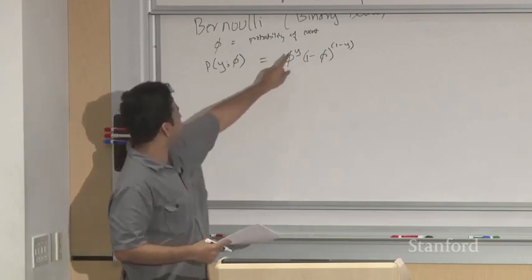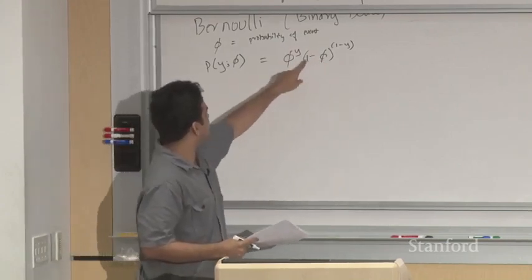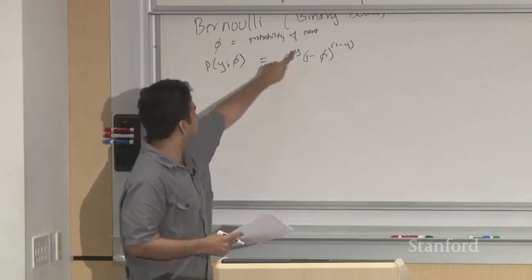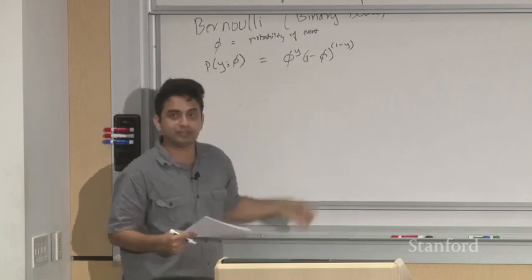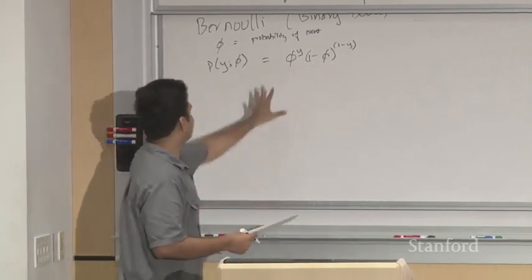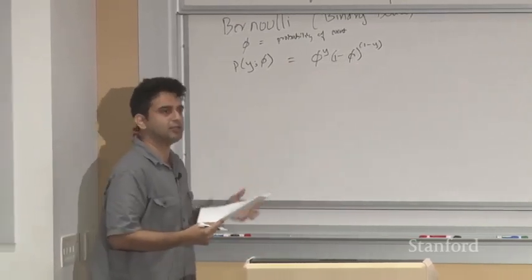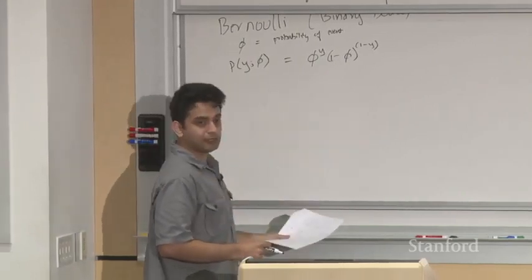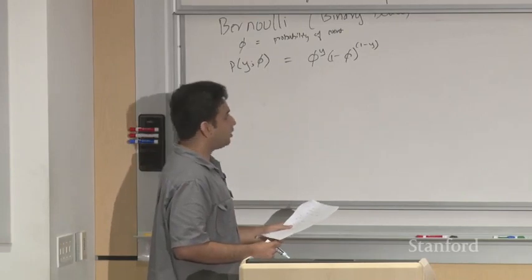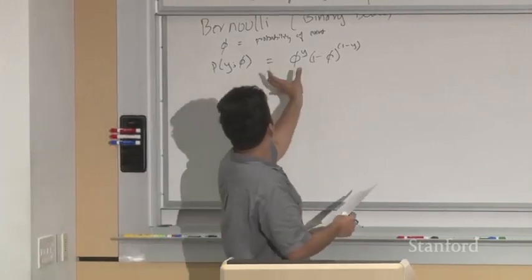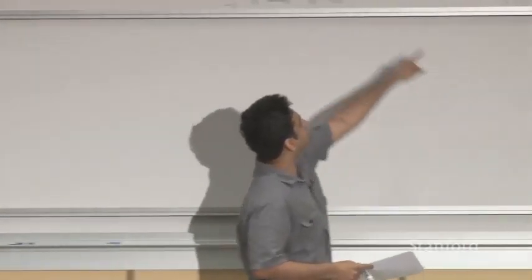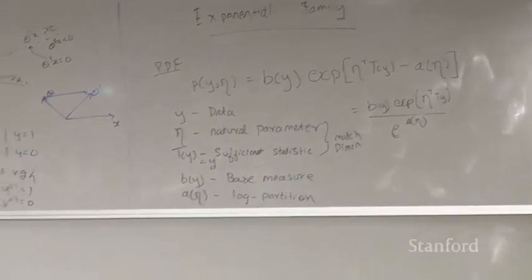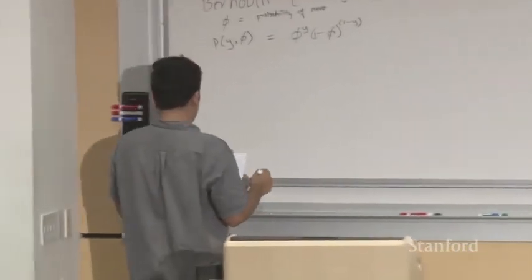Whenever y is 1, this term cancels out, so the answer would be phi, and whenever y is 0, this term cancels out, and the answer is 1 minus phi. So this is just a mathematical way to represent an if-else that you would do in programming. So this is the PDF of a Bernoulli, and our goal is to take this form and massage it into that form, and see what the individual T, B, and A turn out to be.